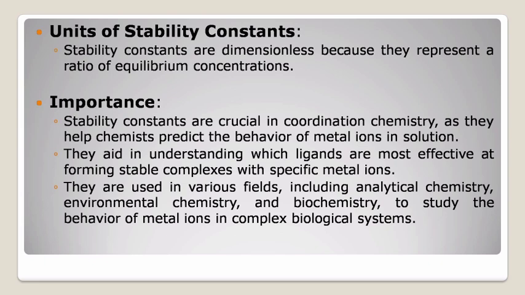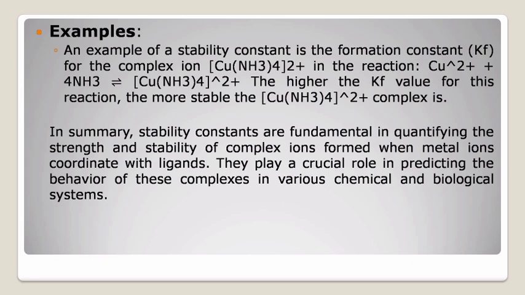They are used in various fields, including analytical chemistry, environmental chemistry, and biochemistry, to study the behavior of metal ions in complex biological systems. Sixth, examples. An example of a stability constant is the formation constant, Kf, for the complex ion, [Cu(NH3)4]^2+ in the reaction Cu^2+ + 4NH3 ⇌ [Cu(NH3)4]^2+. The higher the Kf value for this reaction, the more stable the [Cu(NH3)4]^2+ complex is.